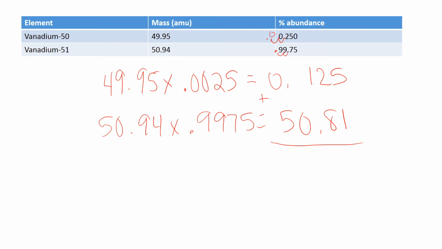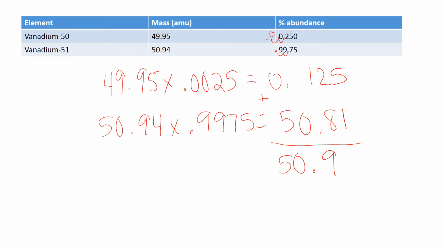And what you've calculated so far is you've taken into account the percent abundance of this particular element and multiplied it by its mass. So wherever my percent abundance is highest, I expect the number I get from this addition to be closer to that. So vanadium 51 is 99% of all the vanadium that you find. So I'm going to expect the number I get from adding these two numbers together to be very close to 50.94.